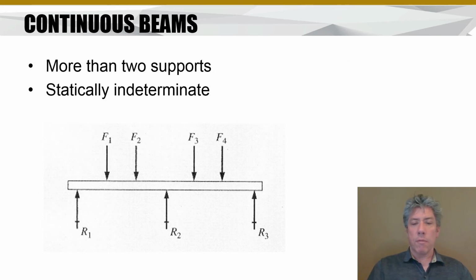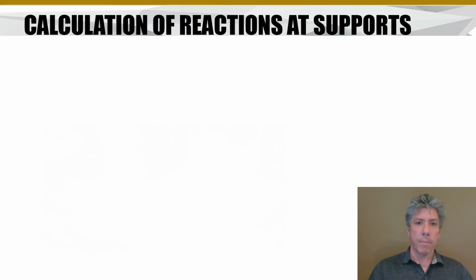Continuous beams can have more than two supports, and a lot of times we end up with statically indeterminate type beams. So you notice here we've got external applied loads 1 through 4, and yet we have 3 reactions. Well, we don't need 3 reactions, at least from statics. How do you solve a problem like that? Well, that's one thing that strength of materials can answer, is how you solve a beam like this that is statically indeterminate.